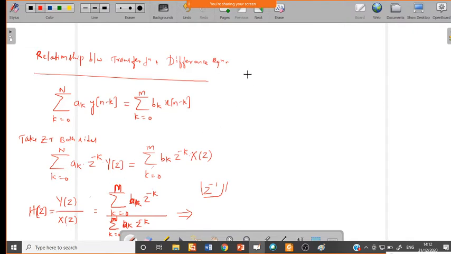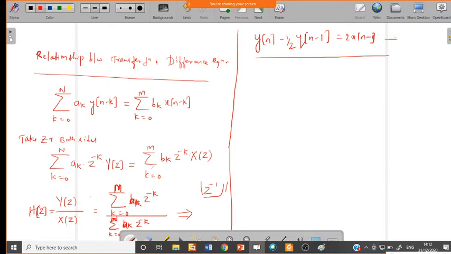Okay, so now we can see one problem, so we can come to know how we can solve the difference equation and how to obtain the impulse response. So take this difference equation, which is described here: y of n minus 1 half into y of n minus 1 is equal to 2 into x of n minus 1. Now we have to find the impulse response of this system described by the difference equation like this.